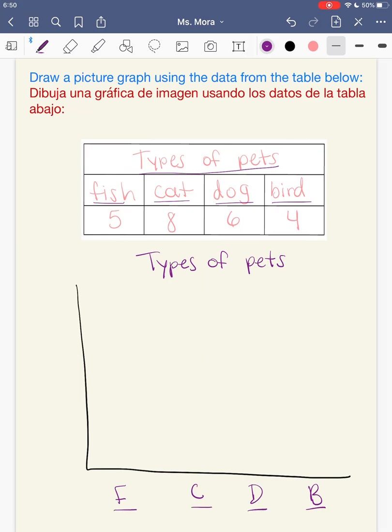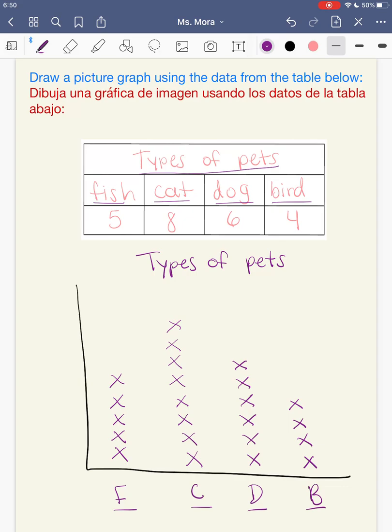Alrighty. And now I'm just going to make my X's. So 5 people like fish. So I'm going to put 1, 2, 3, 4, 5. A 5 personas le gustó el pez. Y ahí está. A 8 personas le gusta el gato. So 8 people like cats. 1, 2, 3, 4, 5, 6, 7, 8. 6 people like dogs. 1, 2, 3, 4, 5, 6. And 4 people like birds. 1, 2, 3, 4. That was 4.